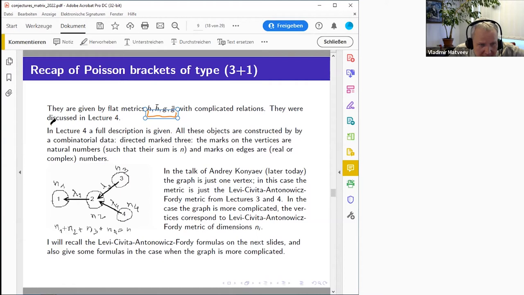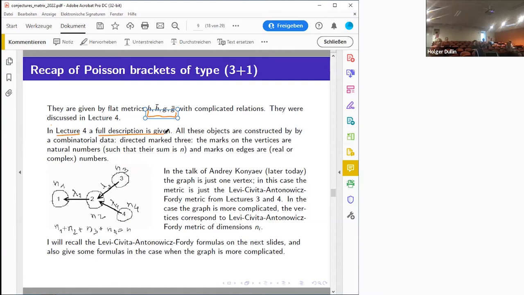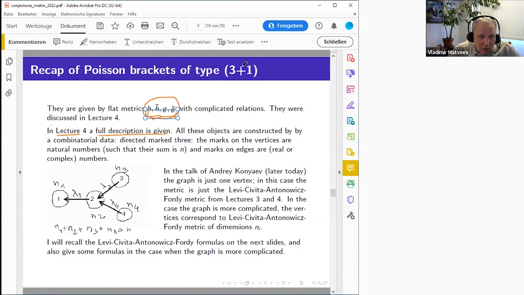So these four metrics, or two compatible Poisson brackets of type 3+1, are constructed from combinatorial data. The discrete part of the combinatorial data is a directed marked tree. The marks on vertices are natural numbers such that the sum is the dimension of our manifold.